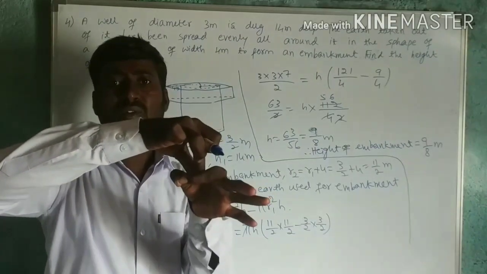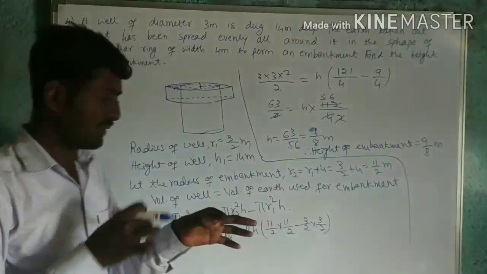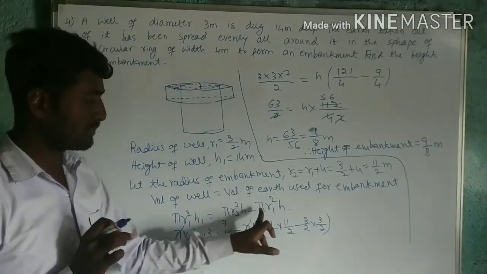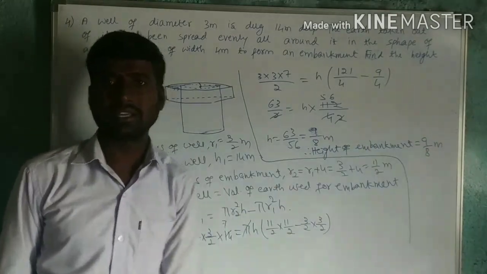There is no soil. There is no embankment. So embankment is only here. So that is from the center to outside minus from the center to inside: pi r2 square h minus pi r1 square h. So here the height of the embankment is 9 by 8 meter.